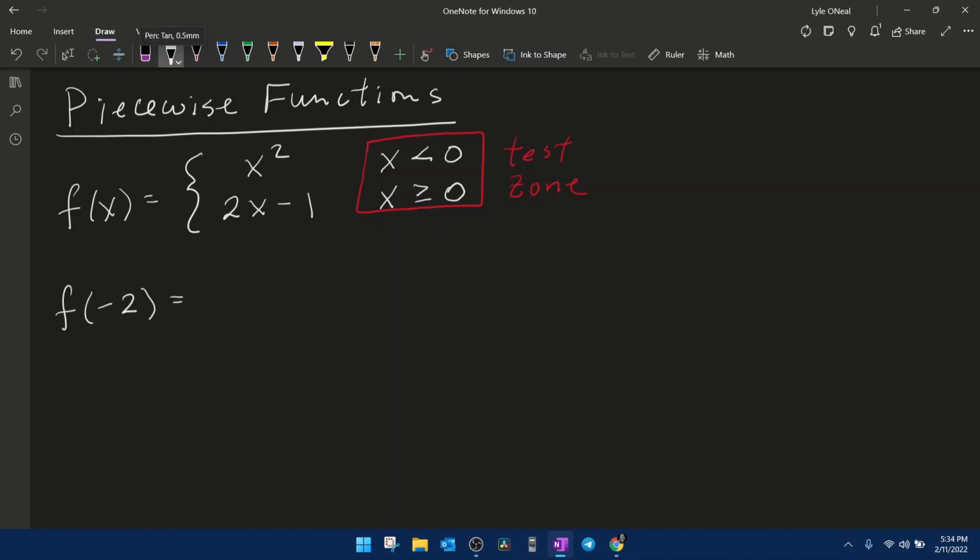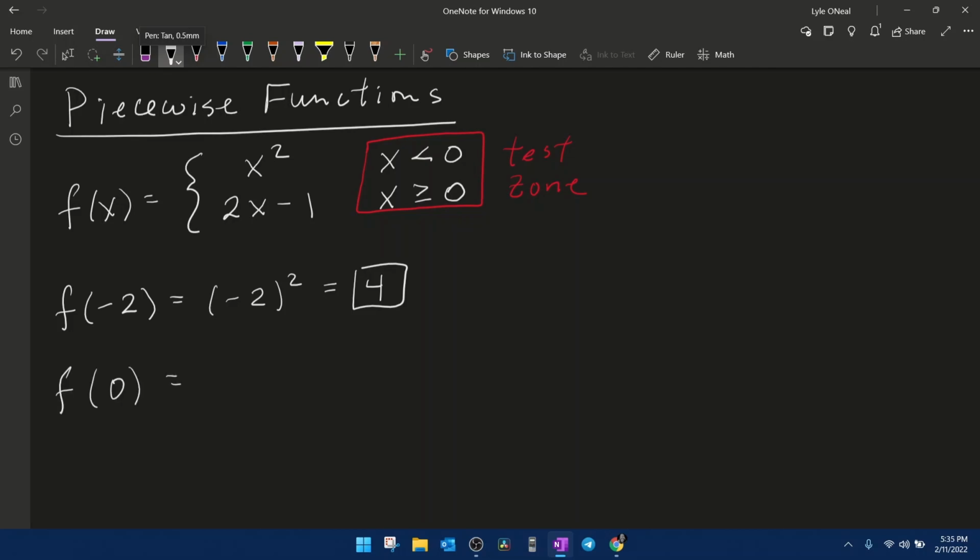So for our first example, we want to evaluate f of negative 2. So we're going to go to the test zone and test this x to see where to put it. So for the first inequality, we would say, is negative 2 less than 0? If that's true, that's what you do. And I believe negative 2 is less than 0. So we're going to plug into the top piece and replace x with negative 2, and then we work it out. And that's evaluating a piecewise function.